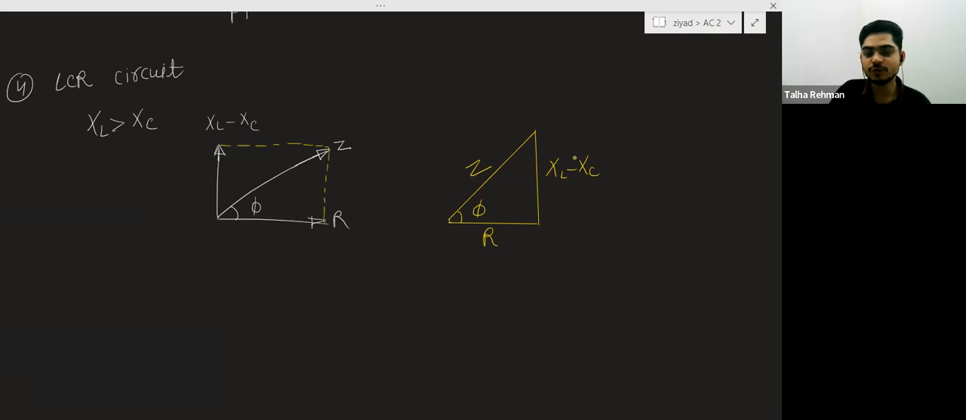So now from here, if you want to find the cos phi, that is the power factor.